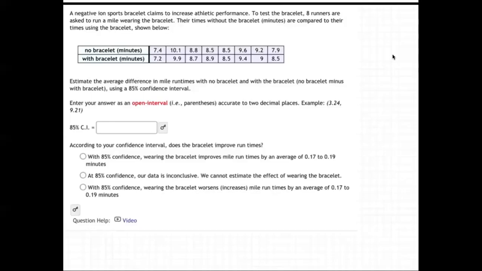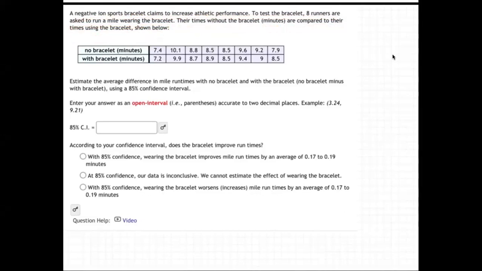Welcome to an example about a negative ion sports bracelet. It claims to increase athletic performance. To test the bracelet, 8 runners are asked to run a mile wearing the bracelet. Their times without the bracelet, in minutes, are compared to their times using the bracelet, shown below.